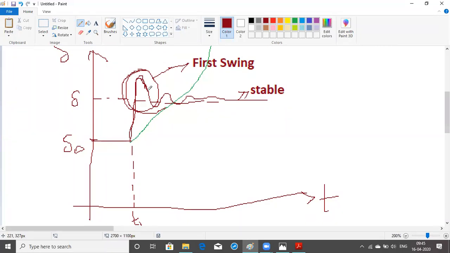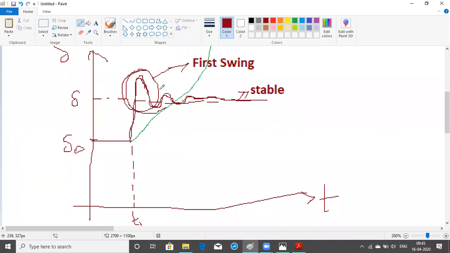We are going to call it the first swing. If you see, the magnitude is this one, and in the second swing the magnitude will decrease, and in the third swing the magnitude will decrease, and in the fourth swing it will decrease, and at one swing it will come to the stable operating point, right? That means you should concentrate mainly on the first swing. You need to analyze the first swing to see whether it is stable or not.